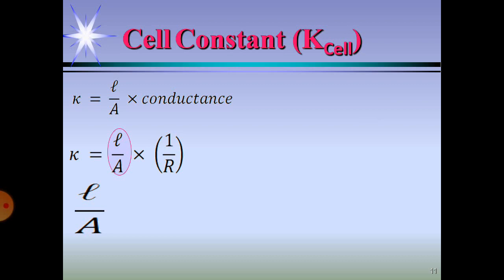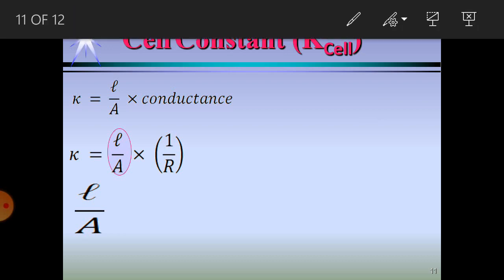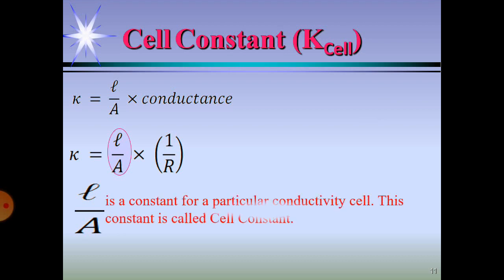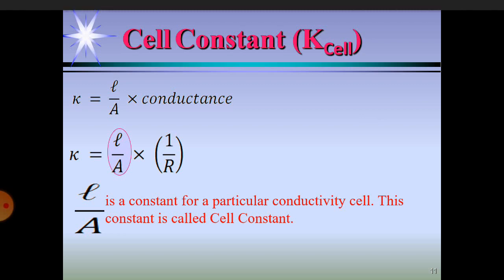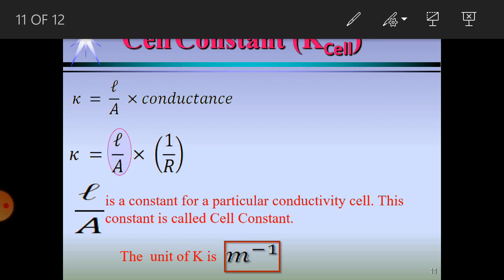Practically it is not feasible. Therefore, what we have to do is multiply the measured conductance by a factor L by A that depends on the conductivity cell we are using for the measurement of conductance. That factor L by A is therefore a constant for the type of conductivity cell we are using. That constant we call the cell constant, and the unit of cell constant is meter power minus 1.